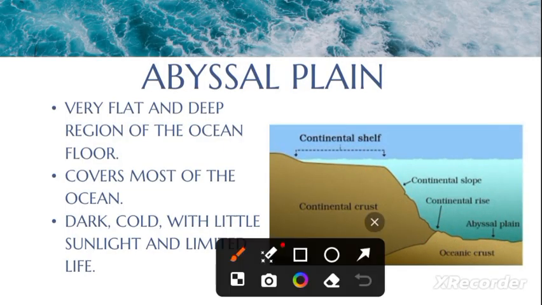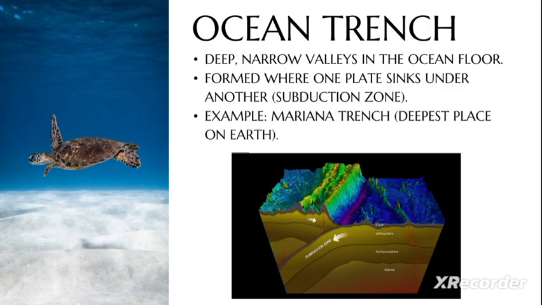Okay. So now let's discuss the abyssal plains. The abyssal plains are the flat area in the ocean structure, in the ocean crust. They are the flat area, right? So beginning from the continental shelf, then there is a slope, then there is a rise, and the next is the abyssal plain. They are very flat, deep regions of the ocean floor. All right. So now moving ahead to the ocean trench.